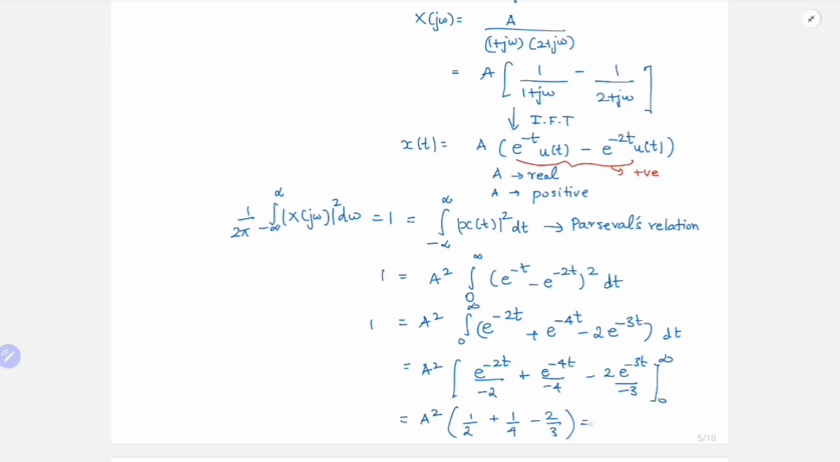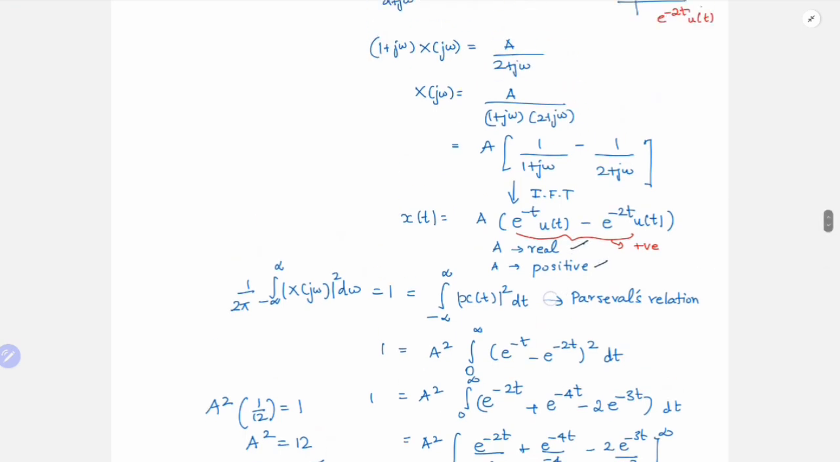So the LCM is 12. So a square into 6 plus 3 minus 2 into 4, 8 by 12. So this is a square into 1 by 12 is equal to 1. So a square is equal to 12. A is equal to plus or minus root 12. But minus we are neglecting and we will get only a equal to root 12. Why? Because a is real and positive.